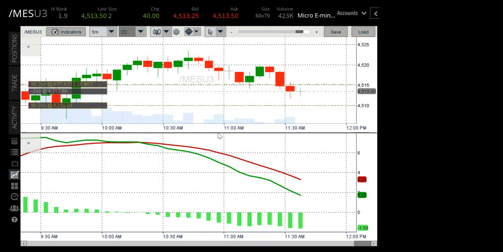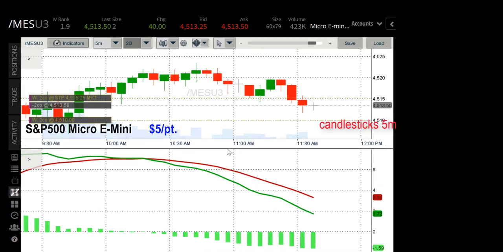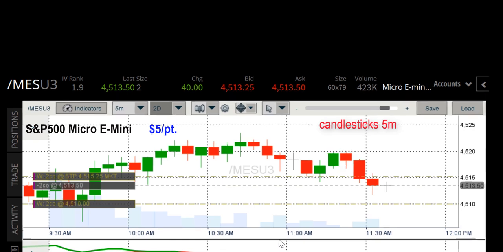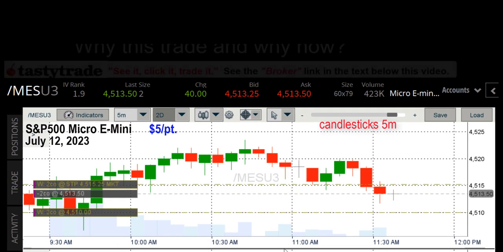Okay, I'm going to take all the markup, fade it off the chart here, and we're going to talk about the most important part of a trade. That's the art of trade selection. Why this trade and why now? I'm going to zoom in. We're going to be trading the MES, which is the S&P 500 Micro Emini.